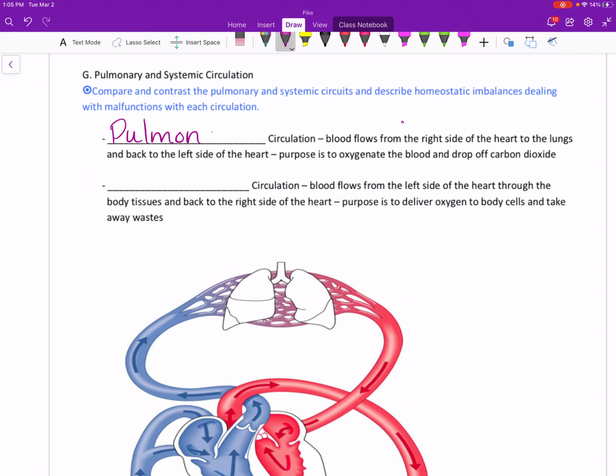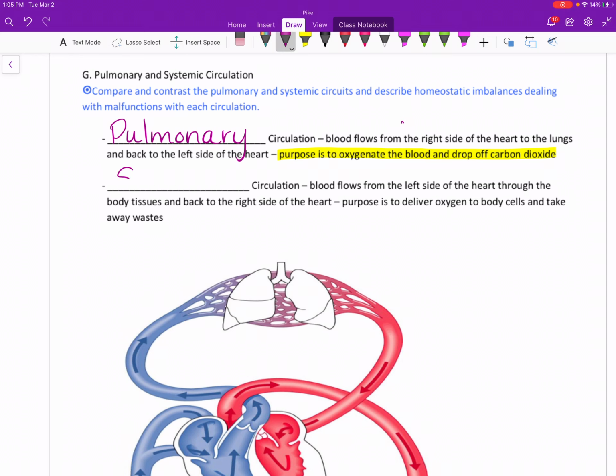First, we have our pulmonary circulation that we just looked at in the pulmonary arteries and veins. This is where blood flows from the right side of your heart to our lungs, and it comes back into the left side of our heart. The purpose is to oxygenate the blood and drop off carbon dioxide. Okay, so this purpose is to go to the lungs to pick up oxygen.